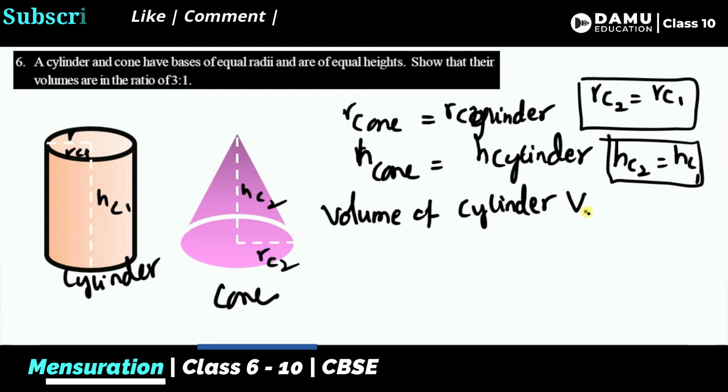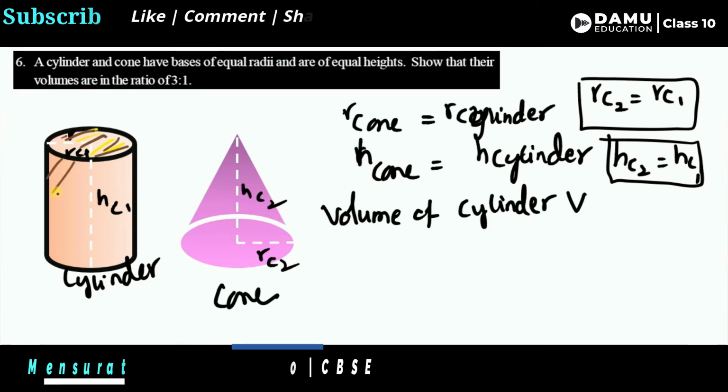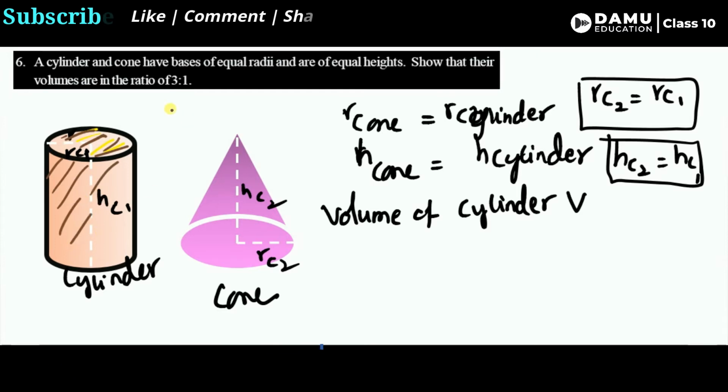Let's take V1. The volume of the cylinder means the complete shape, the complete volume. This is the area of the circle, and it is extended up to the height. The area of the circle is pi r square. Up to how much is it extended? H, the height. So V1 will be equal to pi r square H. This is the volume of the cylinder.